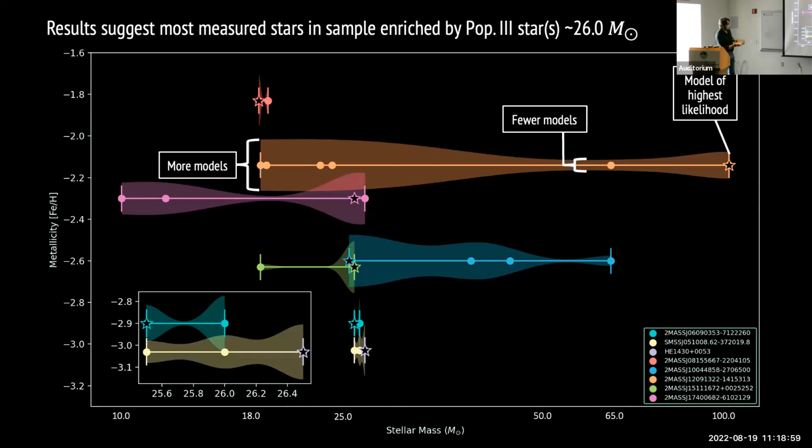And where you see a star is StarFit's most likely model for the mass of a star that enriched those stars. From here, we notice something pretty interesting. A lot of these most likely models for the stars of lower metallicities are around 26 solar masses. So it's interesting that most of these low metallicity stars appear to have been enriched by a star of approximately 26 solar masses.